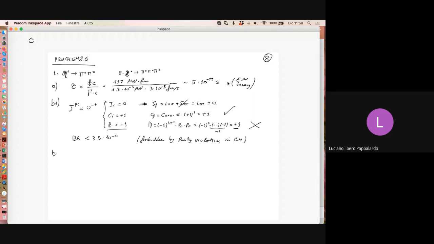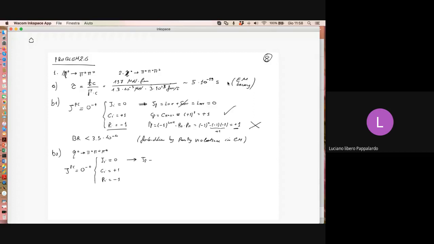So let's now solve the B2 case with eta 0. Okay, let's go here. Pi0, pi0, pi0. Again, the quantum numbers are the same. So JPC is equal to 0 minus plus, the quantum numbers of the eta 0. And so we know that JI is equal to 0, CI is equal to +1, and PI is equal to -1. So we enforce orbital angular momentum conservation.